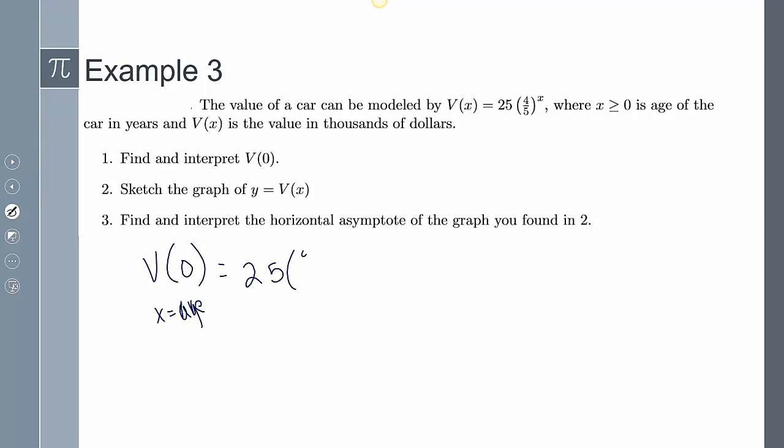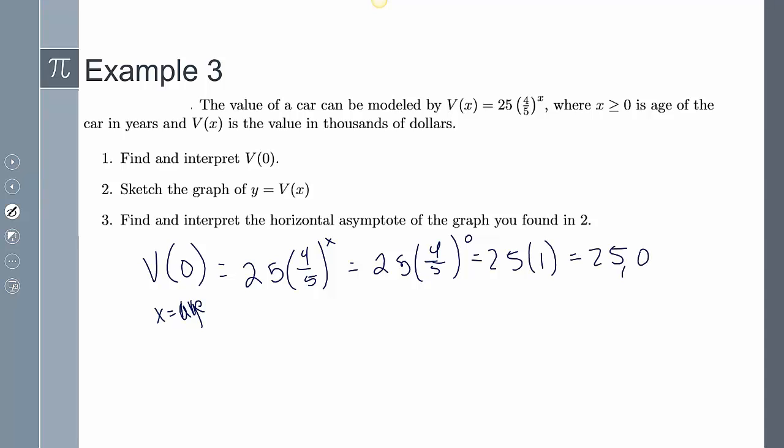So 25 times (4/5) to the x, and it says in thousands of dollars. So if I plug in 0, I'm going to get 25 times (4/5) to the 0 power, which is 25 times 1, which is 25,000. So it's $25,000. That's what it's going to be worth, but this is when it's worth brand new.